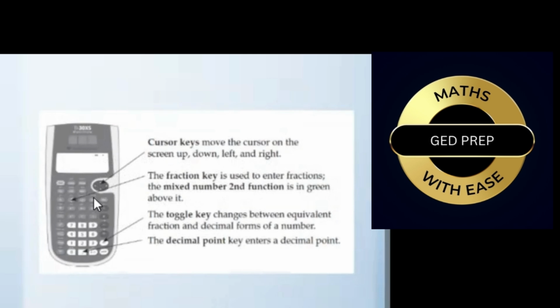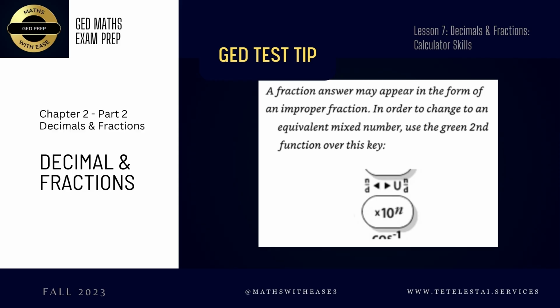So here's your fraction key again, here are your cursor keys, and then this is the toggle key to change between fractional equivalencies, and I'll show you that in the next slide. This is the decimal point key, so when you're working with decimals, this is the decimal point. This is the representation, I should say, for toggling from a proper fraction to a mixed fraction, okay?